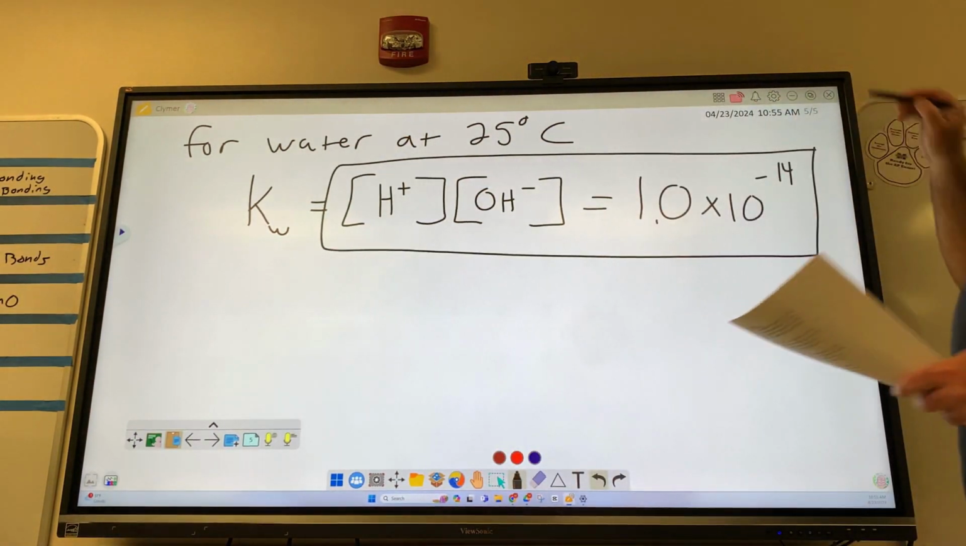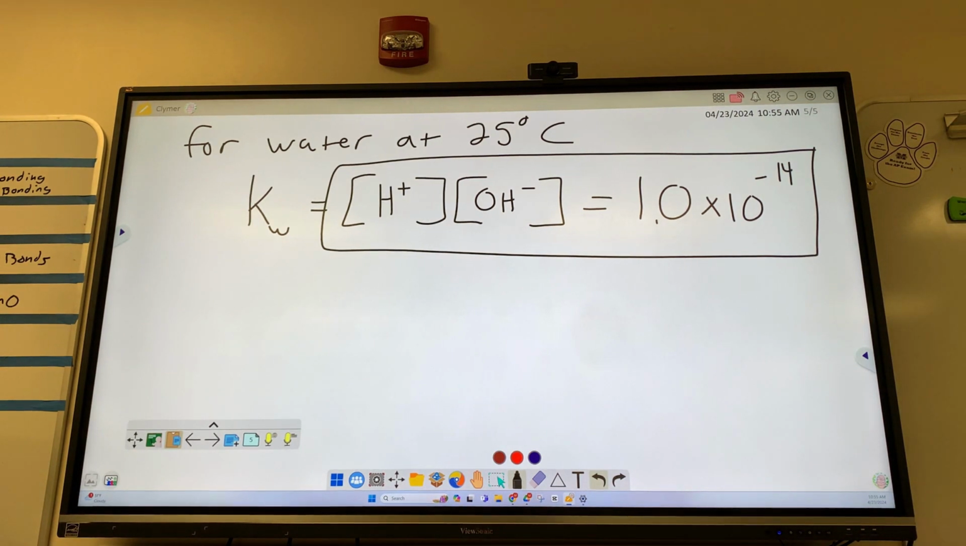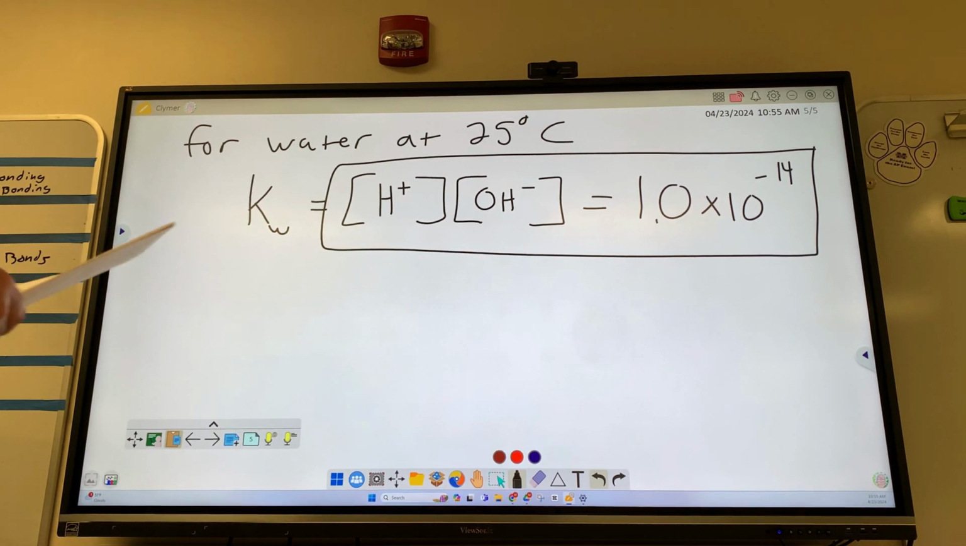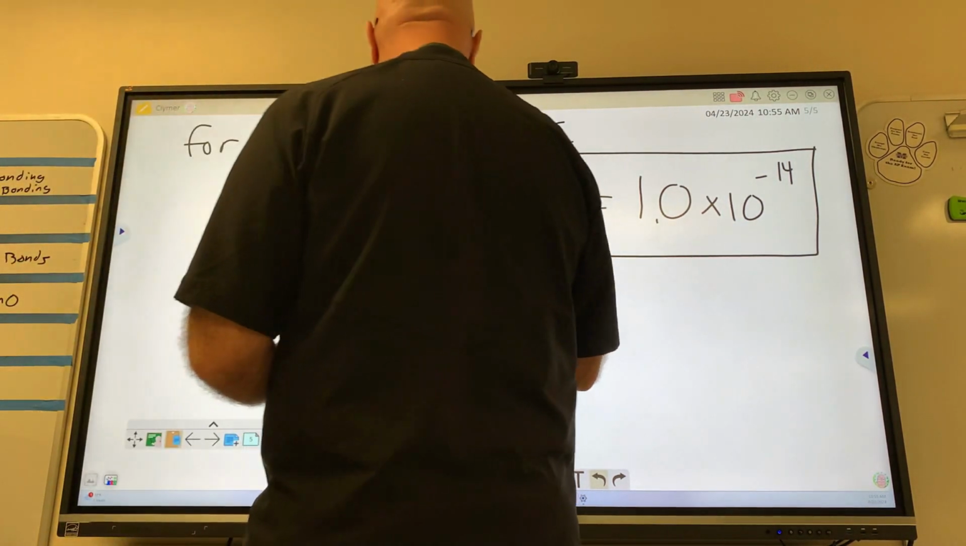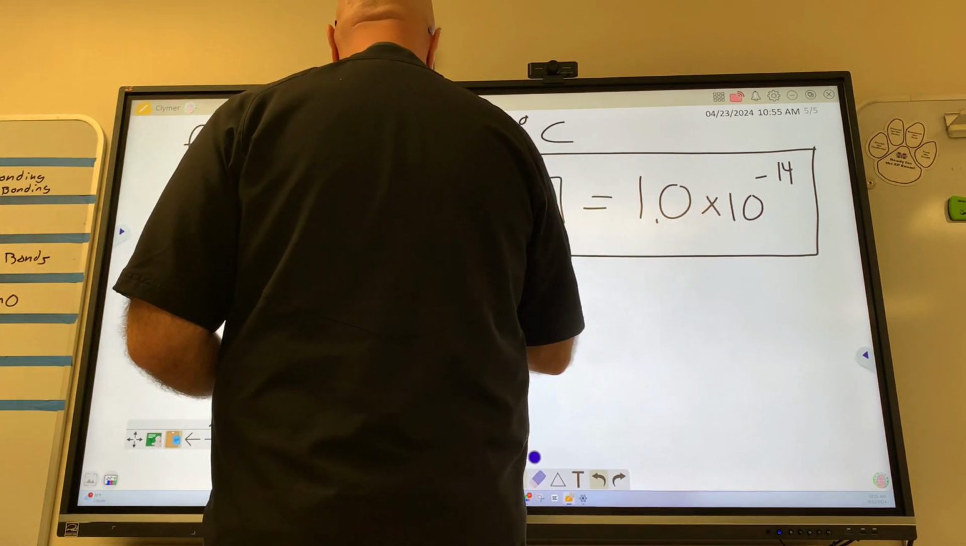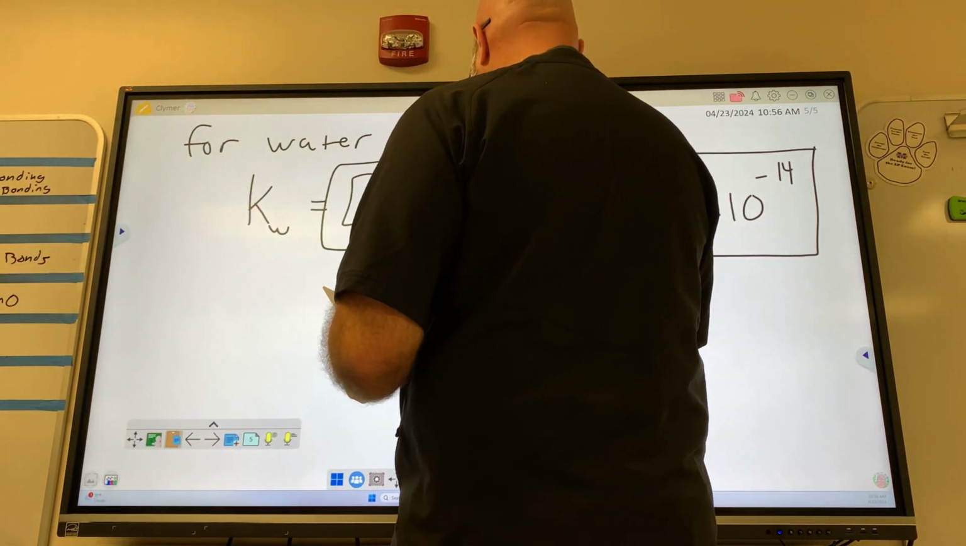On the back and the top, I would write this right above on the top line: molarity of H plus times molarity of OH minus equals 1 times 10 to the negative 14th. And so to solve question 1, I just substitute in the OH minus number of 1 times 10 to the negative 5th. H plus times.